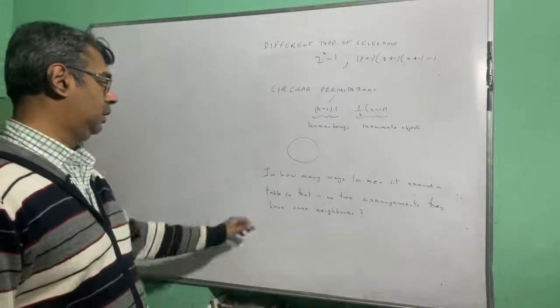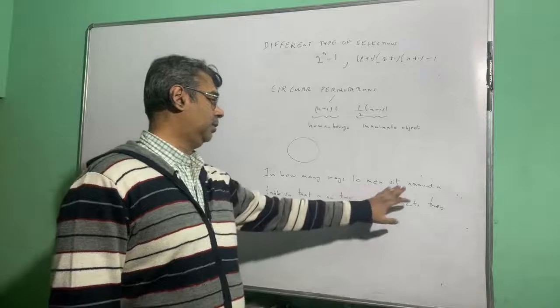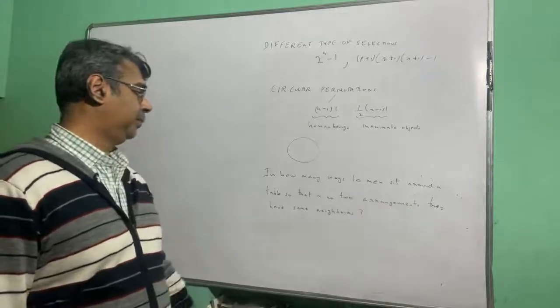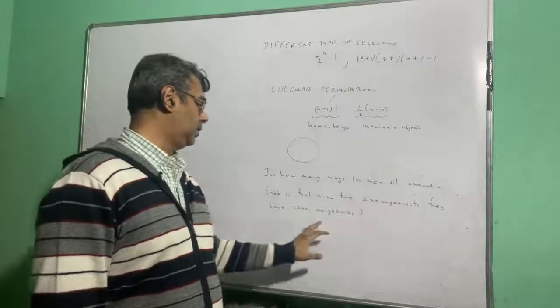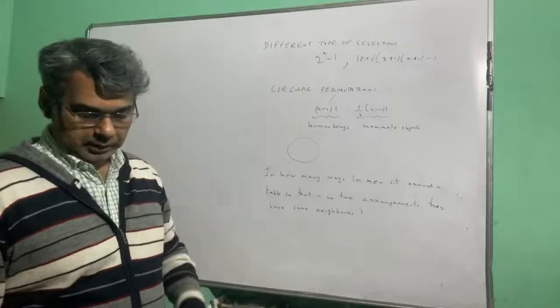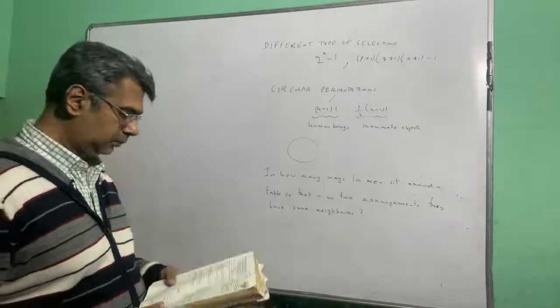So there's this question: in how many ways can 10 men sit around a table so that in no two arrangements they have the same neighbors.